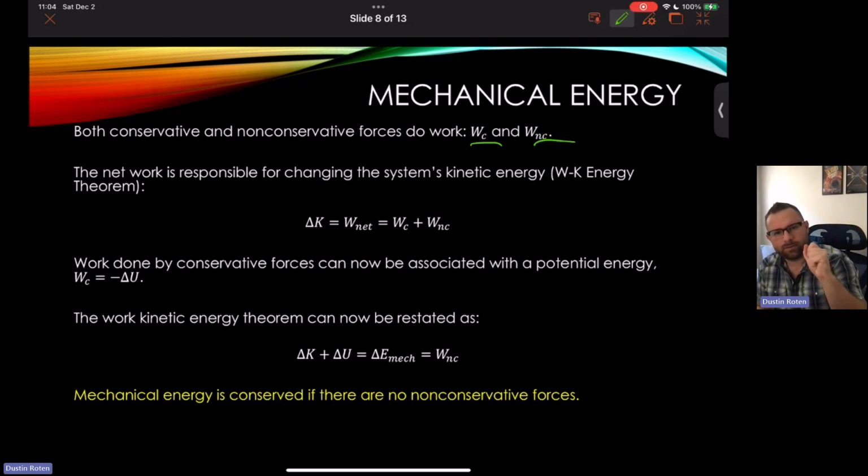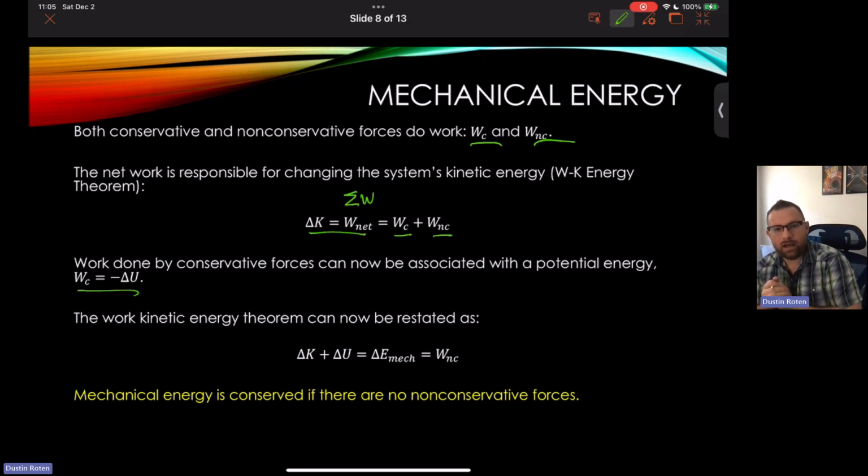So the net work is responsible for changing the system's kinetic energy. Remember the work kinetic energy theorem? It's right here. That net work, remember, is just the sum of all the work. To come up with that, we have to include our conservative and our non-conservative forces. Both of those go into the net work because it's net, it's total. So the work done by conservative forces can now be associated with a potential energy. We know that, we just showed it.